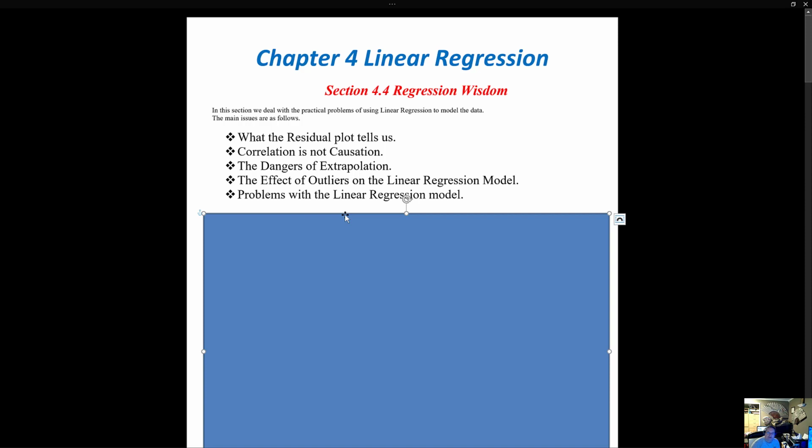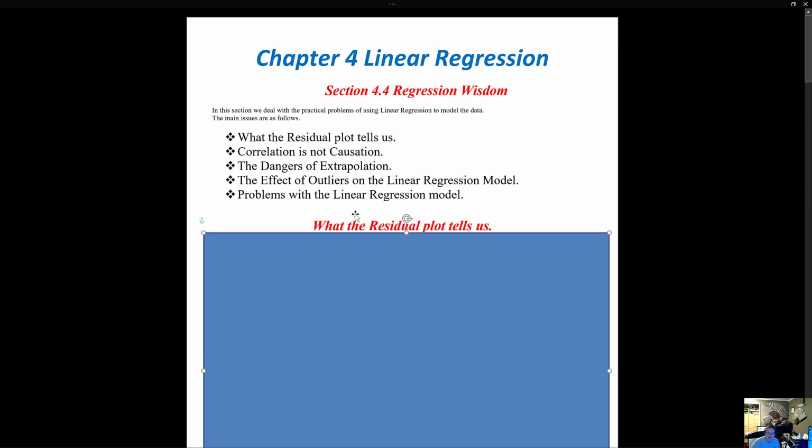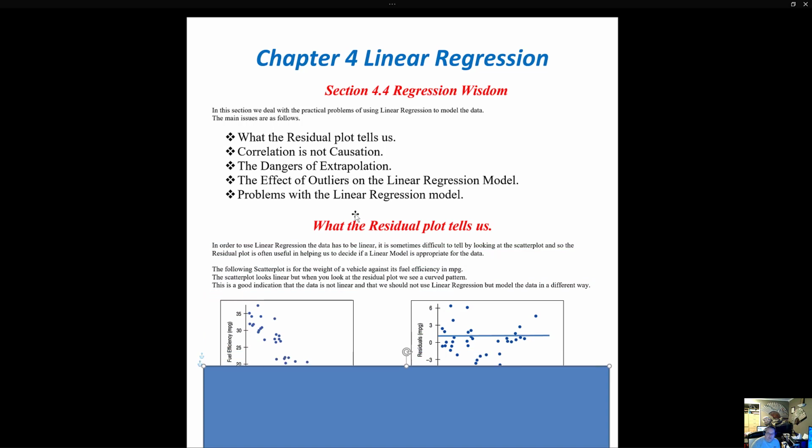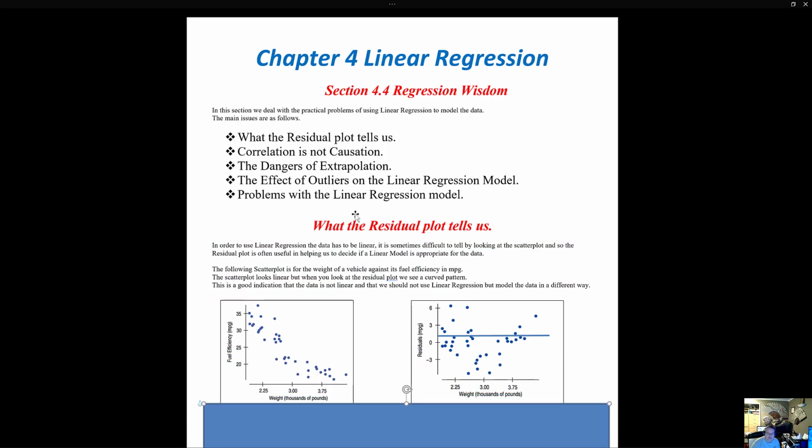And as you can see here, the five main themes. What does a residual plot tell you about your linear regression? The concept that correlation is not the same as causation. The dangers of doing what's called extrapolation. The effects of outliers. And finally, general problems that you can get with linear regression. So first thing we're going to look at is what does a residual plot tell you?